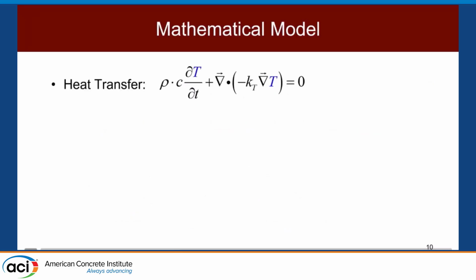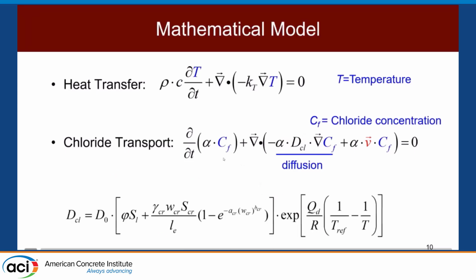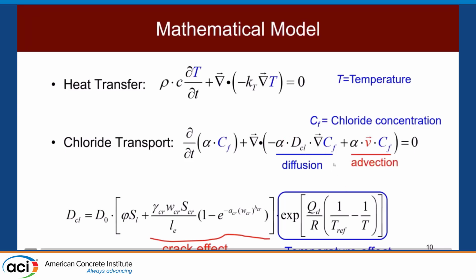We also have appropriate differential equations to describe time-dependent heat transfer, where the field variable is the temperature, of course, and also chloride transport, with the field variable being the chloride concentration. Now, chloride transport involves diffusive transport, which is primarily governed by this diffusion coefficient, given by this extremely simple formula, which, okay, long story short, involves both the effect of temperature and the effect of cracking. Both of these are important effects. And also, apart from diffusive transport, we also have advective transport of chloride accounted for by our governing equations. This advective transport is, of course, governed by the moisture flow velocity.